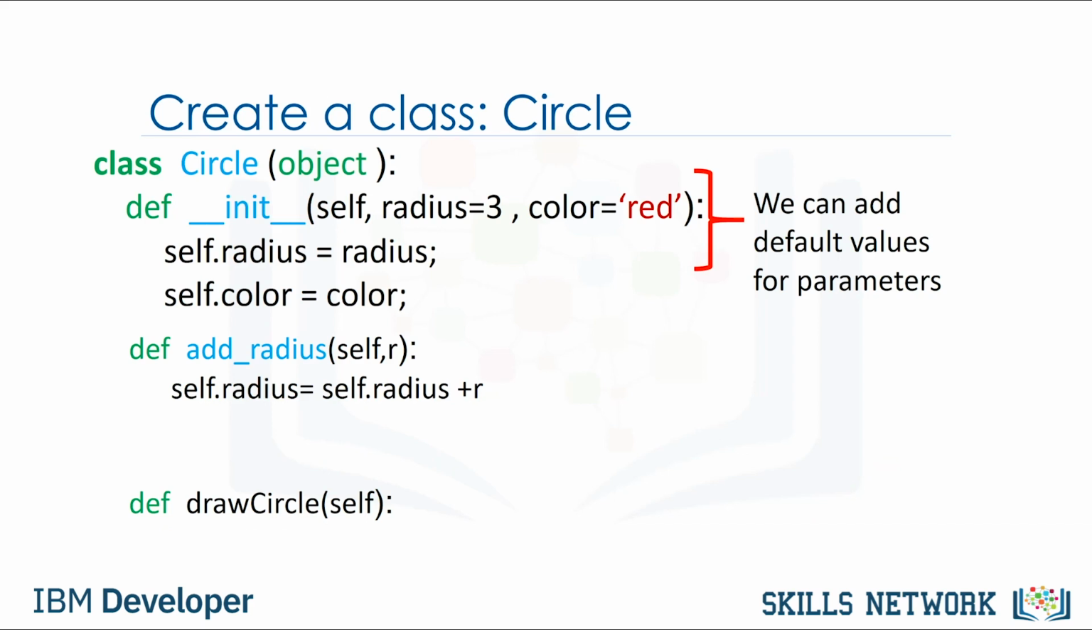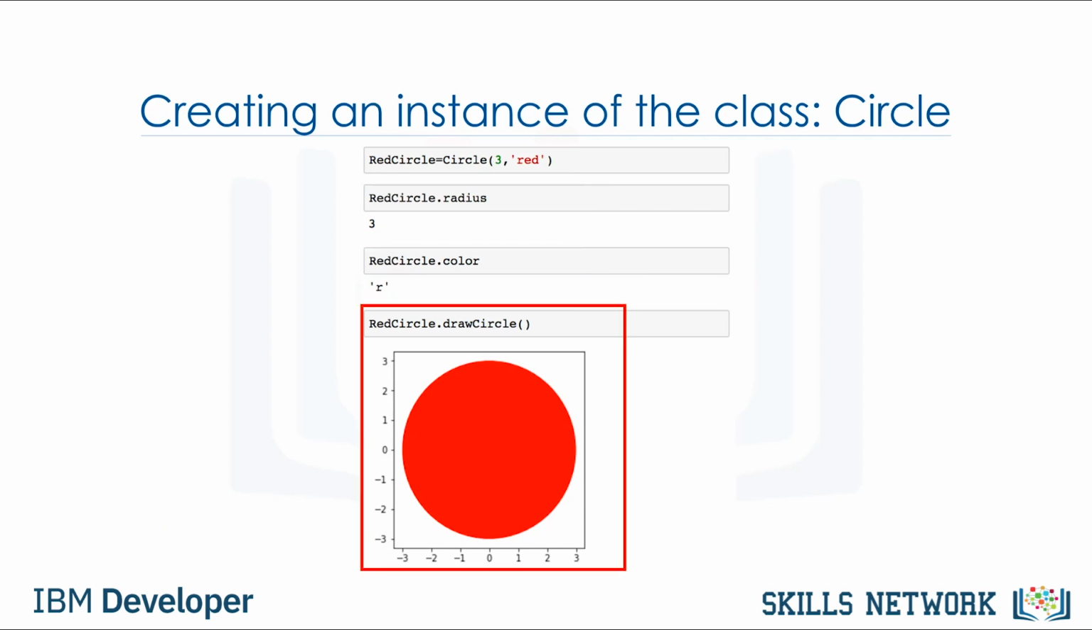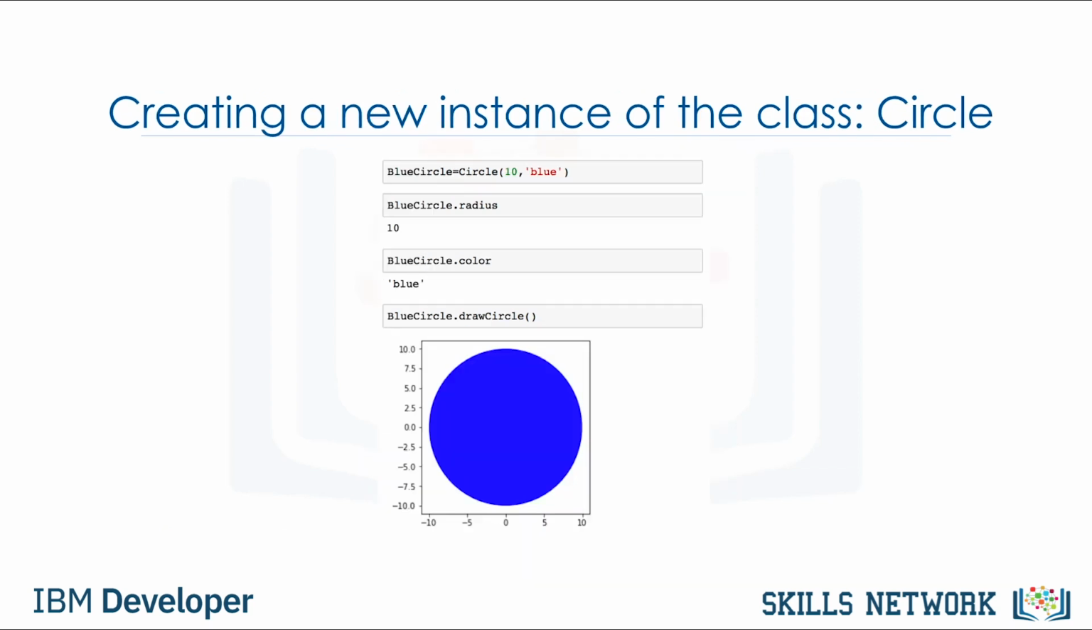We can add default values to the parameters of a class's constructor. In the labs, we also create the method called drawCircle. See the lab for the implementation of drawCircle. In the labs, we can create a new object of type circle using the constructor. The color will be red and the radius will be 3. We can access the data attribute radius. We can access the attribute color. Finally, we can use the method drawCircle to draw the circle.